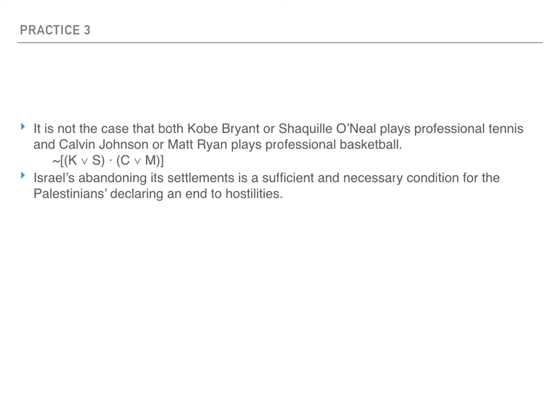Okay, so here's another sentence from the textbook. Israel's abandoning, excuse me, I can't read today. Israel's abandoning its settlements is a sufficient and necessary condition for the Palestinians declaring an end to hostilities. Okay, so controversial statement there, but we can ignore the content and try to translate it structurally. And necessary and sufficient tells us triple bar. So that's pretty straightforward, that this should be I triple bar P, where I stands for Israel abandons its settlements, and P stands for Palestine declares an end to hostilities.